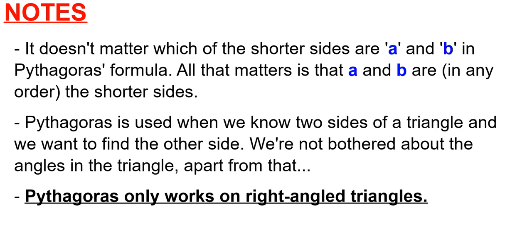Pythagoras is used when we know two sides of a triangle and you want to find the other side. You're never bothered about the angles in the triangle itself, apart from that you must know one of them has to be a right angle. So Pythagoras will not work if you don't have a right angle inside the triangle. So it doesn't work for all triangles. Pythagoras only works on right-angled triangles. So let's have a look at some examples.